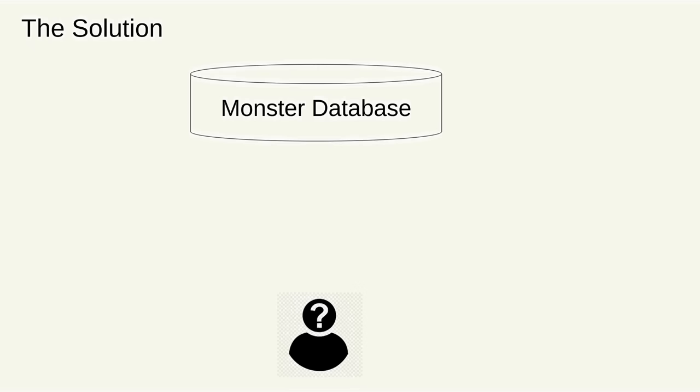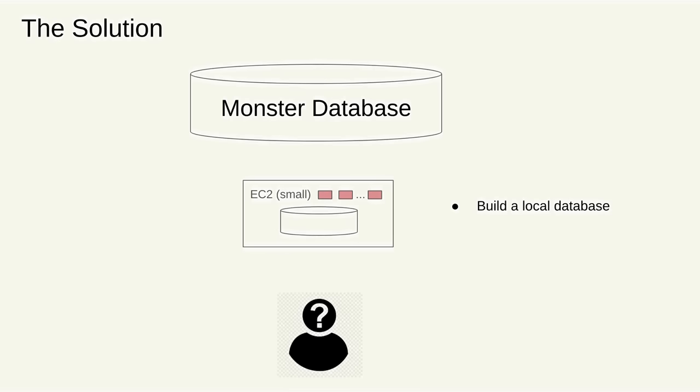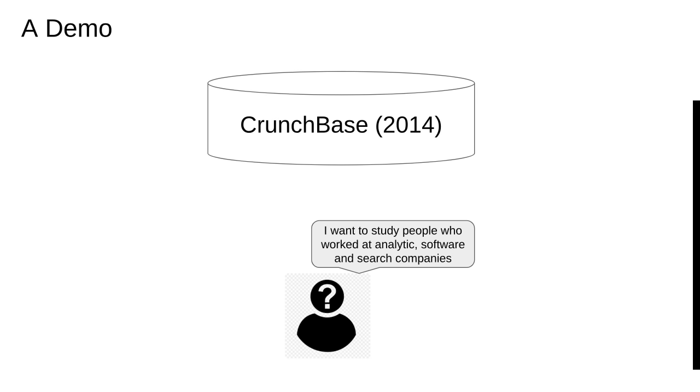So the solution, copy that monster database into an EC2 small, its set of files on the file system, and then from that build a local database, and then that local database you can interactively refine, cut it down, and explore. So let's demo this in a particular context. The context is the giant database is Crunchbase, and what we want to do is to conduct a study on people who worked at analytics, software, and search companies.